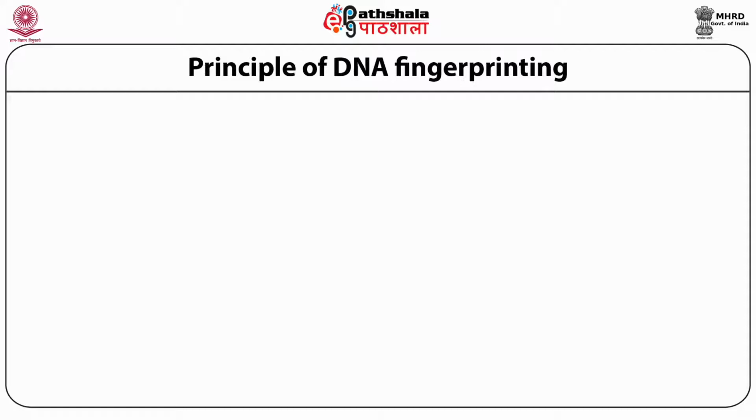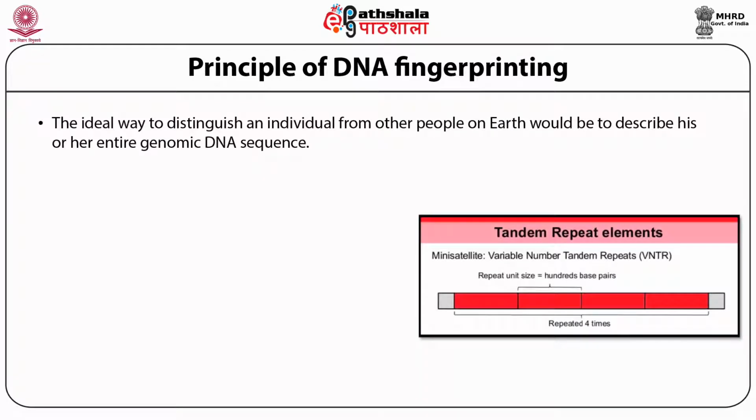Next, you'll be studying different principles of DNA fingerprinting. The ideal way to distinguish an individual from other people on Earth would be to describe his or her entire genomic DNA sequence. This idea takes lots of effort, cost, and time, and thus is clearly not practical. So, we look for genes that are highly polymorphic, that is, DNA sequences that have multiple alleles in the human population and therefore are different in different individuals.